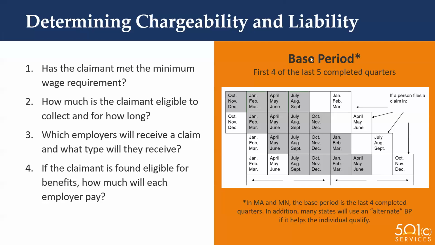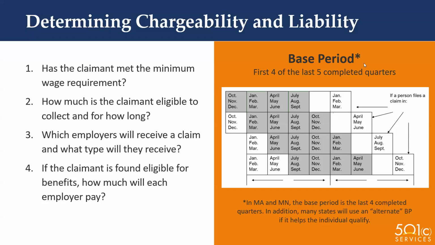So this is an illustration to help you see how that base period gets determined. The base period in most states is going to be the first 4 of the last 5 completed quarters. Now, there are 2 exceptions, Massachusetts and Minnesota. They use the last 4 completed quarters, but most states use the first 4 of the last 5.